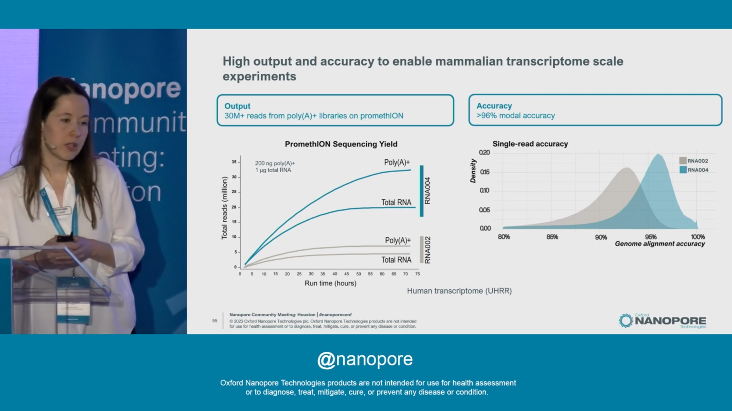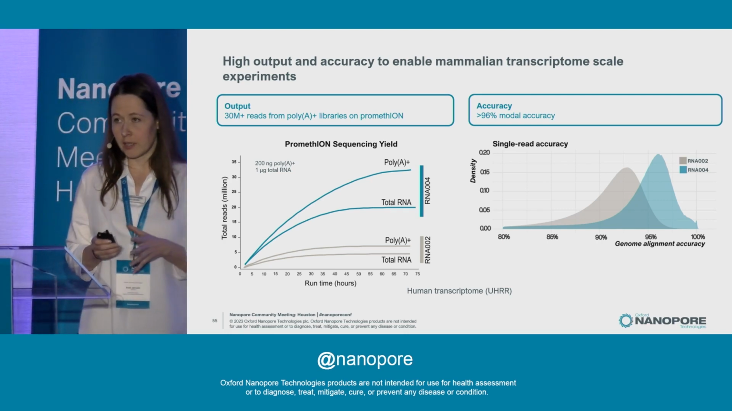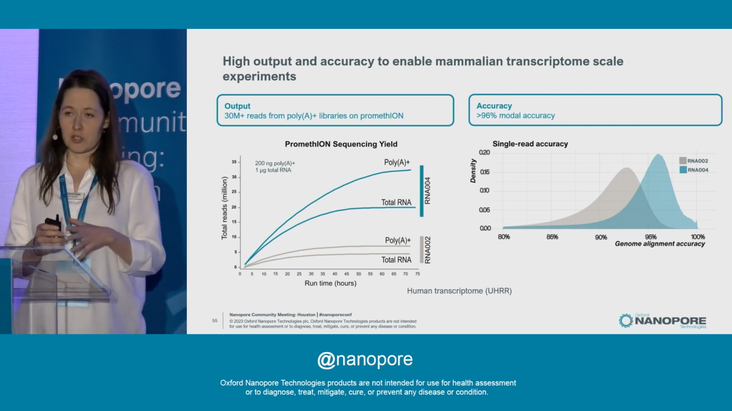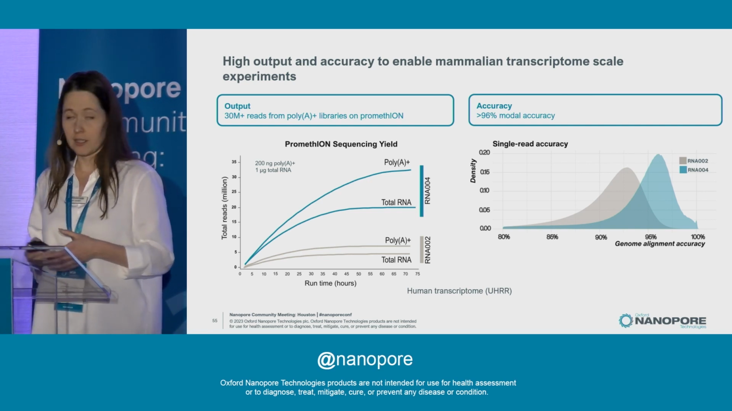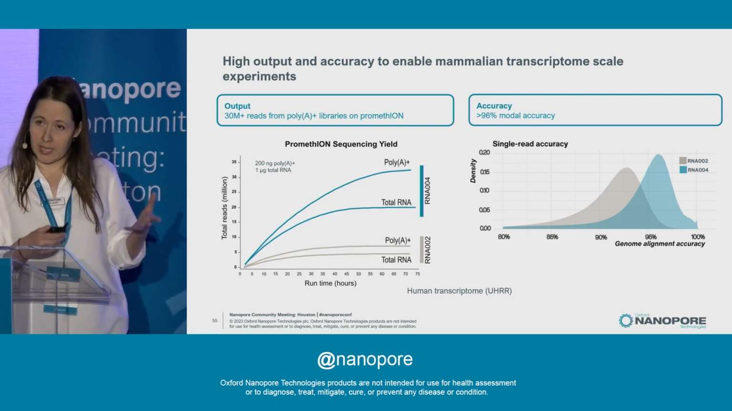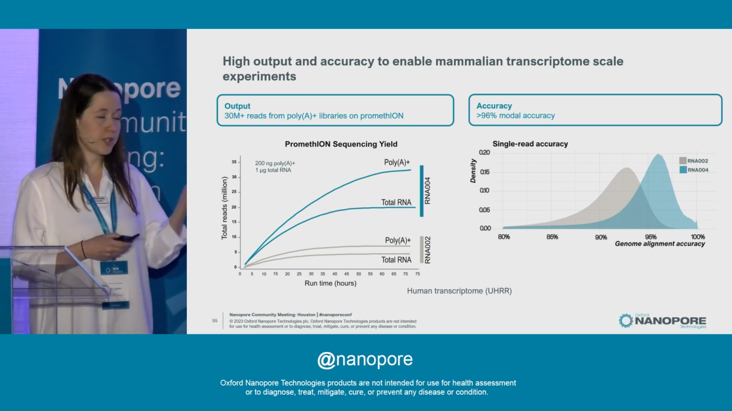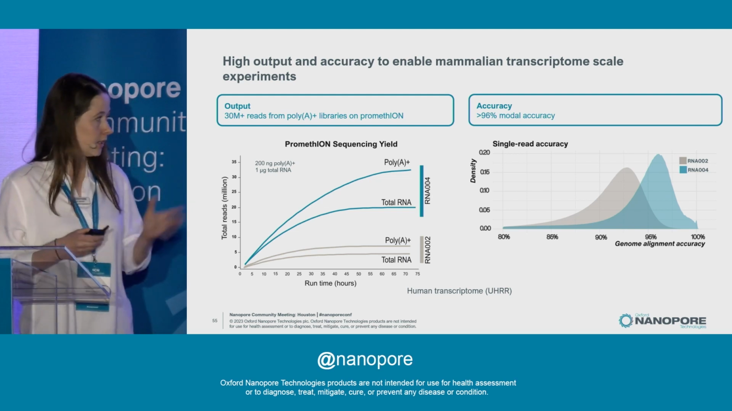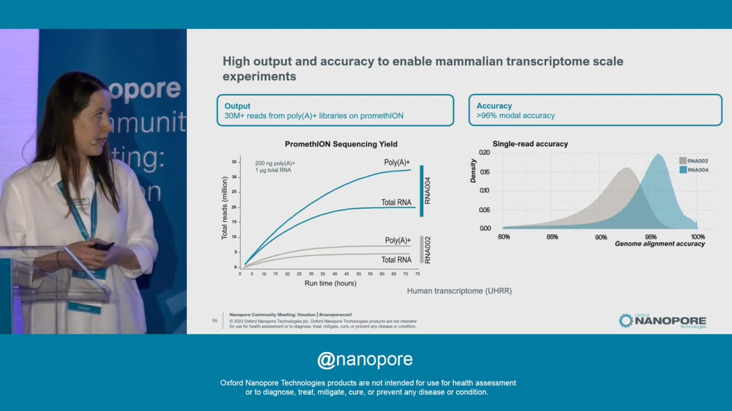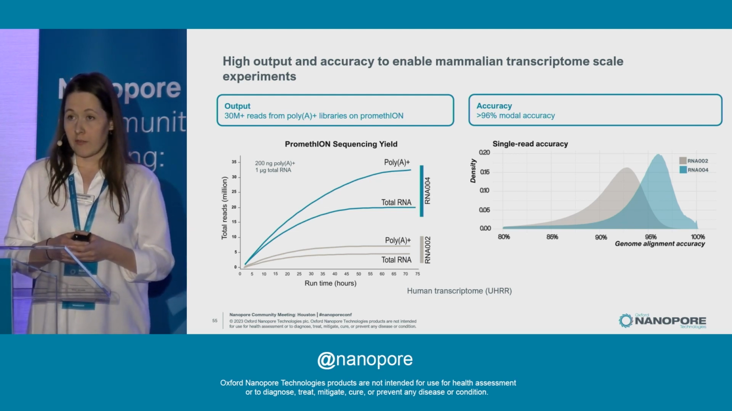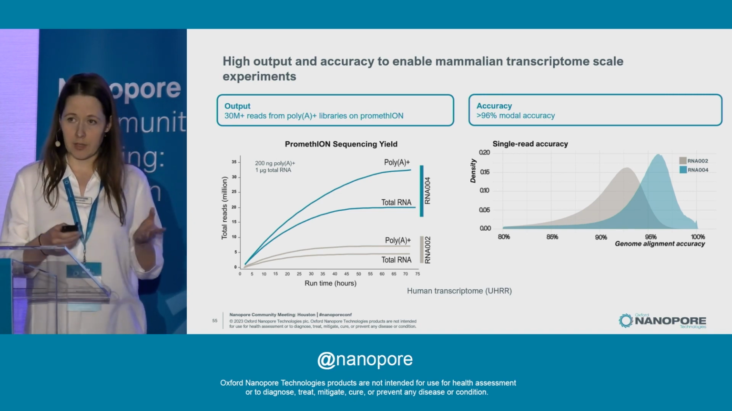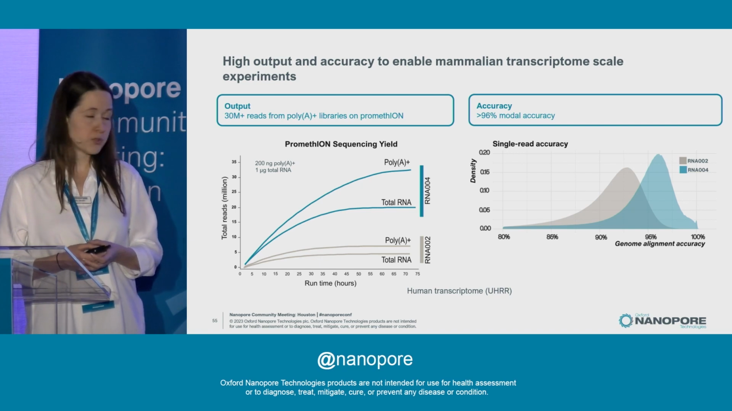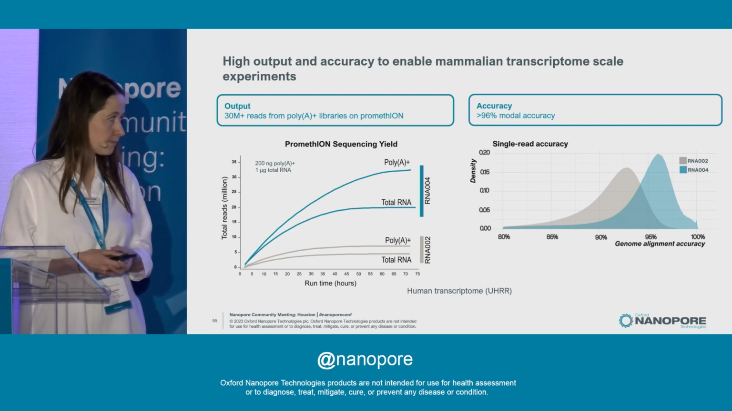Okay, so what can you do with RNA0004? We now have a much increased output, so you can really do mammalian transcriptome scale analyses. With a poly-A enriched library, we get upwards of 30 million reads, a little bit lower if you're using just total RNA. We also have significantly improved single read mapping accuracy against the human genome, 96%.